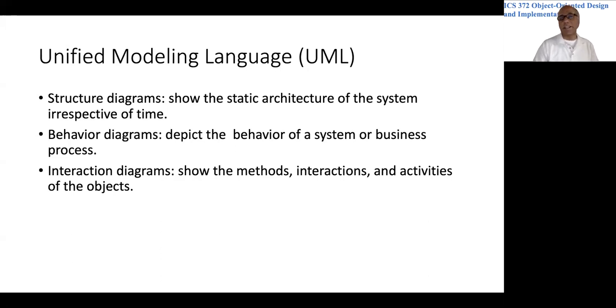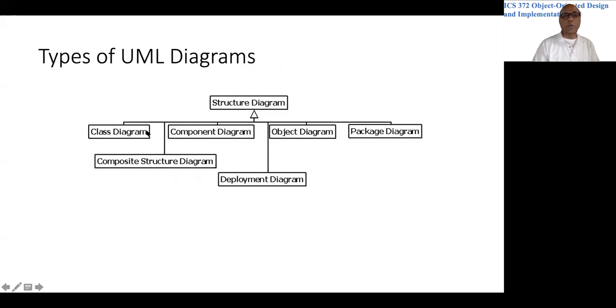We have interaction diagrams. UML is extremely complicated. There are far too many things to cover. We are only going to cover a very small subset of this language. So structure diagrams, we are going to cover class diagrams, object diagrams, and package diagrams.